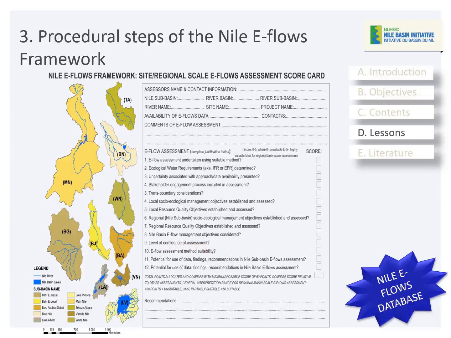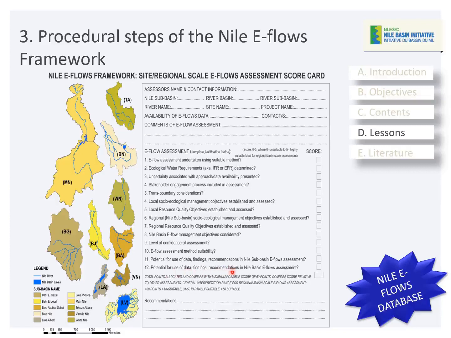What is the level of confidence of the assessment? Was the environmental flow assessment method implemented in a suitable manner? What is the suitability of that method as well? What is the potential for the use of the data, the findings and recommendations in the Nile Sub-Basin Environmental Flow Assessment? So in terms of the application of the framework, is the data that was derived from these case studies available, and can it be used in the framework to look at regional scale assessments?